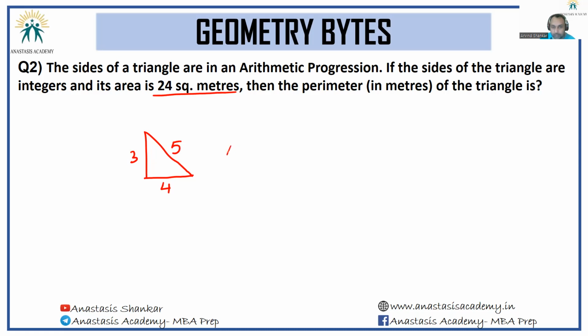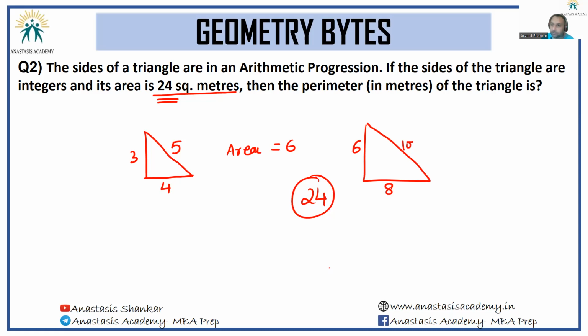Here, what is the area that we get? Area we get is 6. But how much area do I need? I need 24. So all I need to do is, if I need area to multiply by 4, I need dimensions to multiply by 2. So I will have 6 and 8 and 10. Can you see the area will be 24? Sides are in arithmetic progression. So perimeter of the triangle will happily be 24.